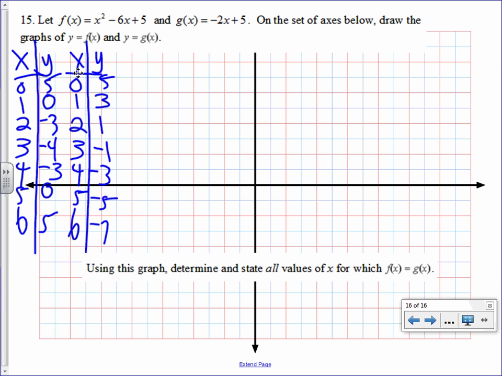So my calculator, 0, 5, 1, 0, 2, -3, 3, -4. There's no domain, so I draw arrows. This is f of x equals x squared minus 6x plus 5. And I have 0, 1, 2, 3, 4, 5, 1, 3. I plot all these points. Somewhere over here.